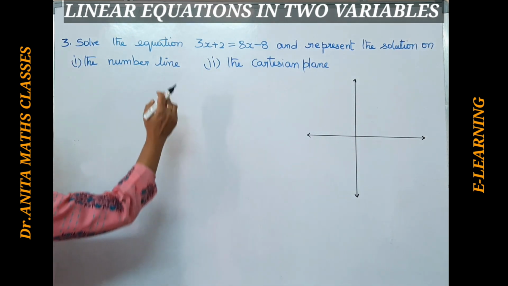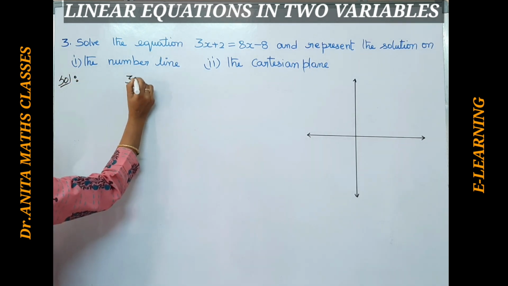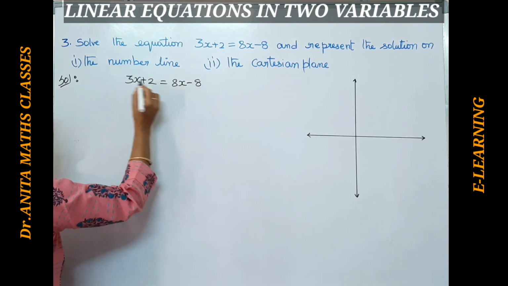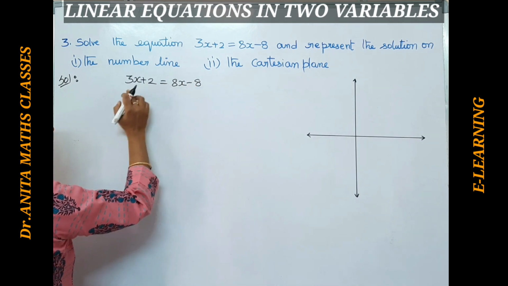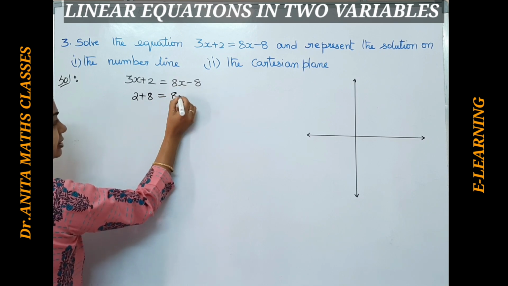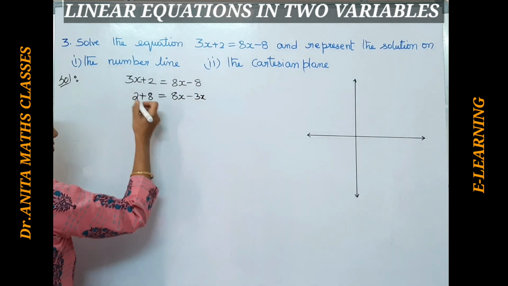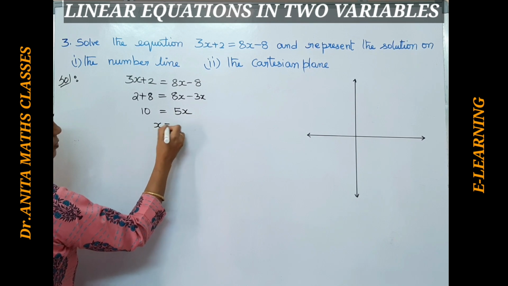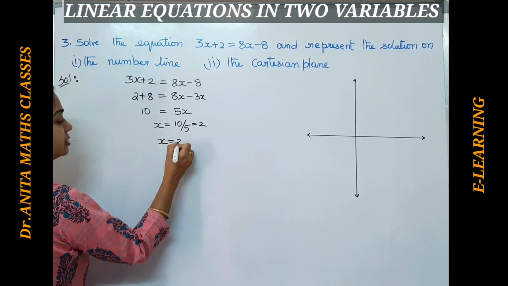So first we have to solve this equation. Let's write 3x plus 2 equal to 8x minus 8. Bring all the x terms to one side and constants to the other side. So this minus 8 I'll bring here, so this becomes 2 plus 8, and the x term to the other side. So 10 is equal to 5x. So x is equal to 10 upon 5, that is 2. So this is the solution, right?